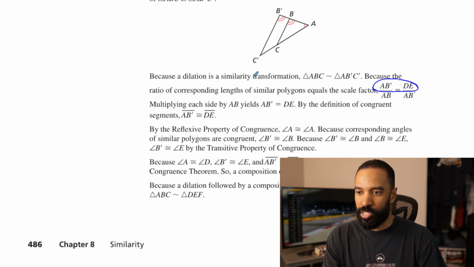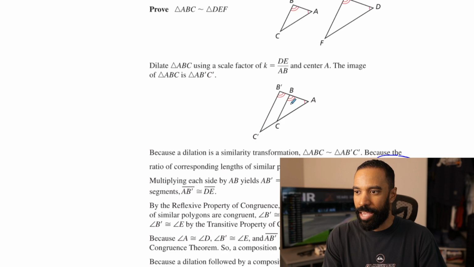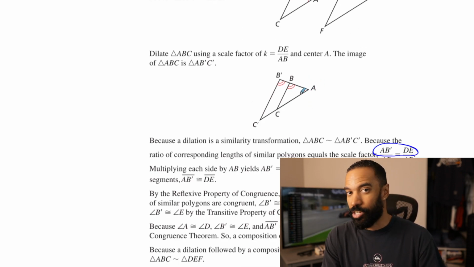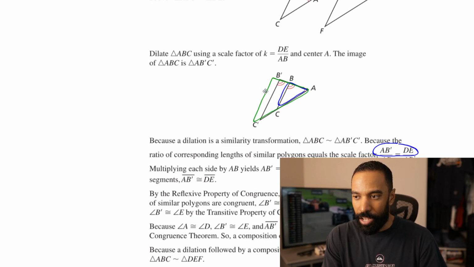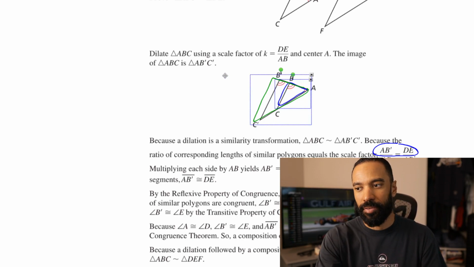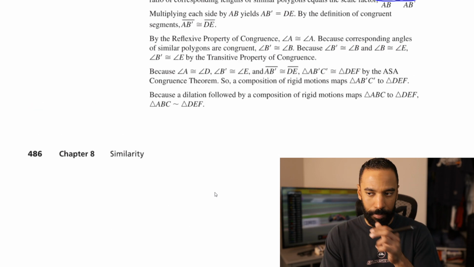AB prime is the same as DE, so those are equal to each other. By the reflexive property of congruence, angle A is congruent to itself. We haven't done a lot of reflexive property before, talking about a shared angle in two different triangles. See this triangle here, and in this triangle here, they both share the angle A. A being a shared part means that it's congruent to itself, but in two different figures. That's what they're talking about. We've used it for shared sides, but this is a shared angle case here.